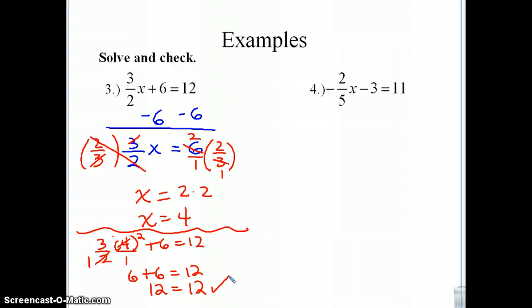Moving on to number 4. I will start by adding 3 to both sides. And I'll have negative 2/5 x is equal to 14.